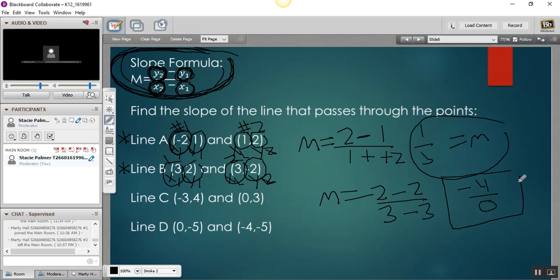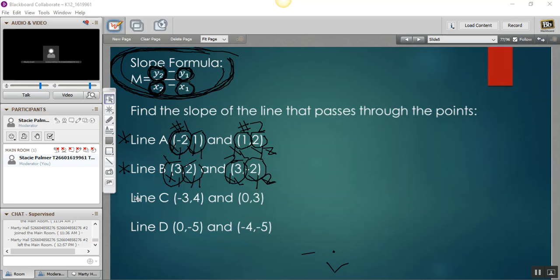Do you guys remember when you have a 0 underneath your fraction? That is called undefined. So the slope of this line is undefined. If we were to plot these points and graph the line, B crosses through the point 3, 2, and it also crosses through the point 3, -2. So we can see that this is a vertical line. And anytime you have a vertical line, your slope is going to be undefined.